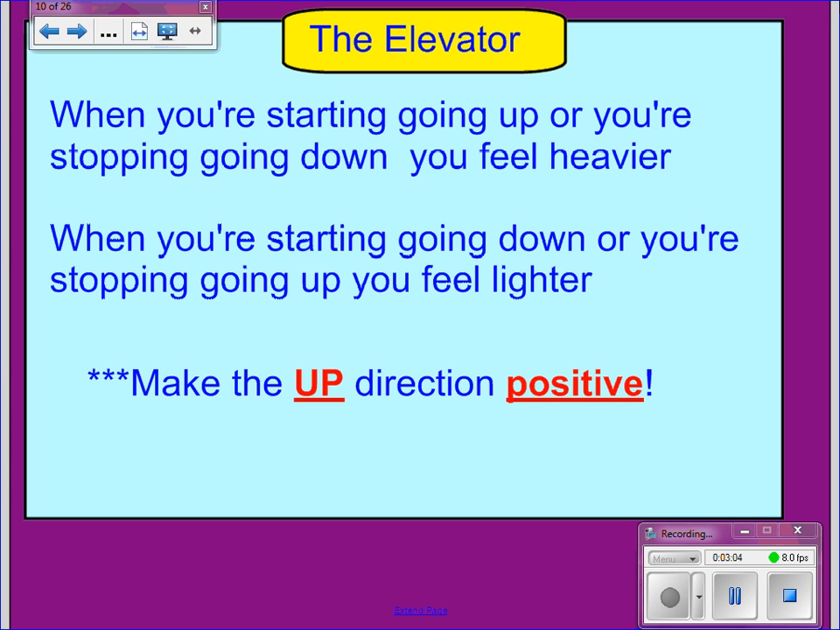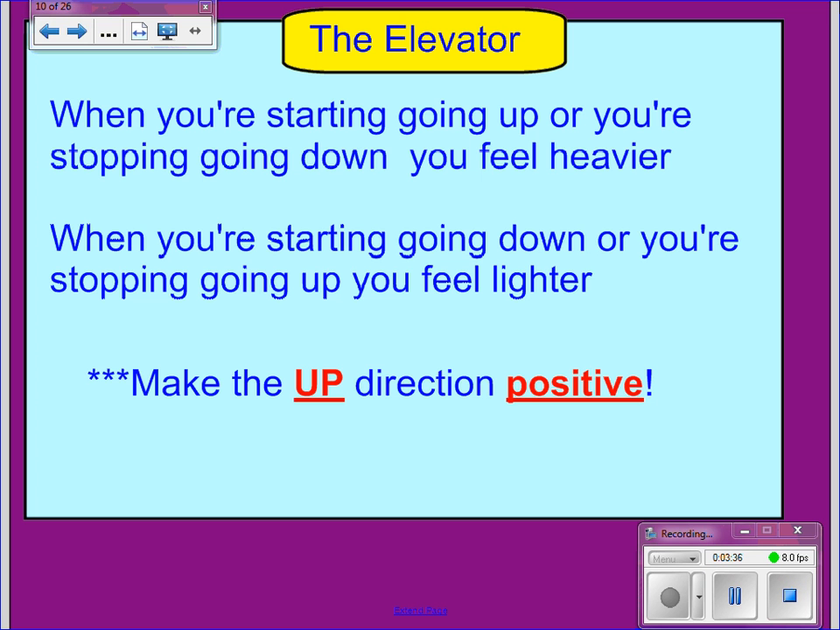So once again, let's think through that. When you're starting going down, so I step on the elevator on the 10th floor and the elevator starts going down, you feel lighter. Or when you're stopping going up, so you're going up, floor 8, floor 9, all of a sudden the elevator starts to stop, you feel lighter. Now, hopefully your experience jives with that. If you've had different experiences, maybe you're defying physics, or maybe it's just been a while since you've been on an elevator. But I challenge you to think about next time you're on an elevator how you feel.